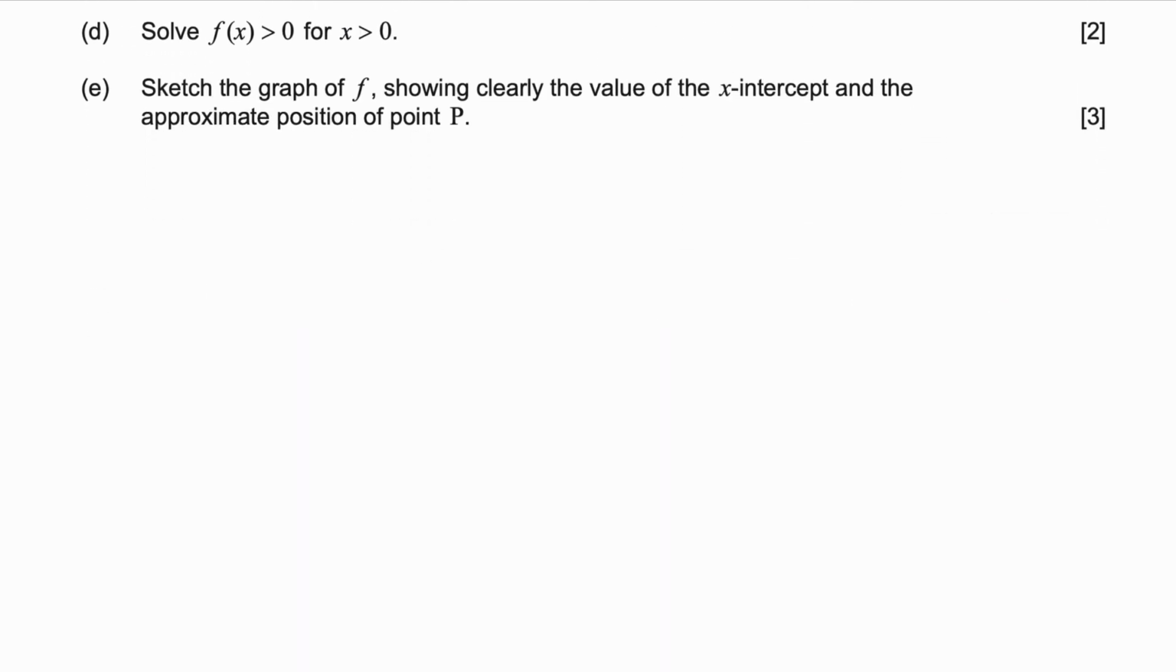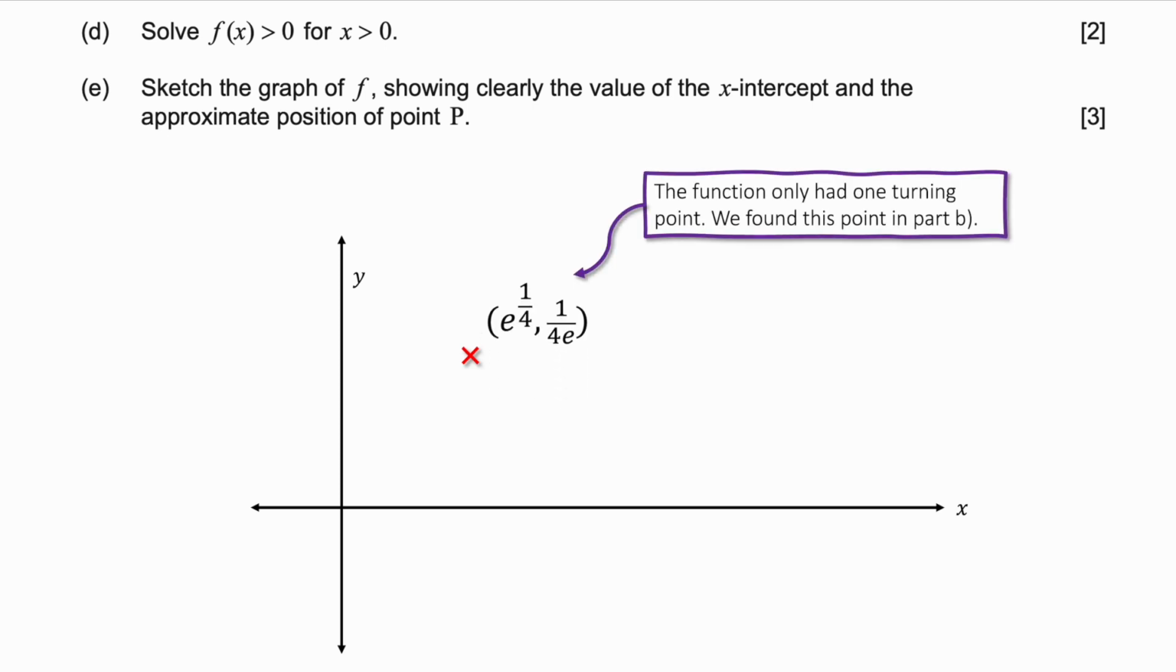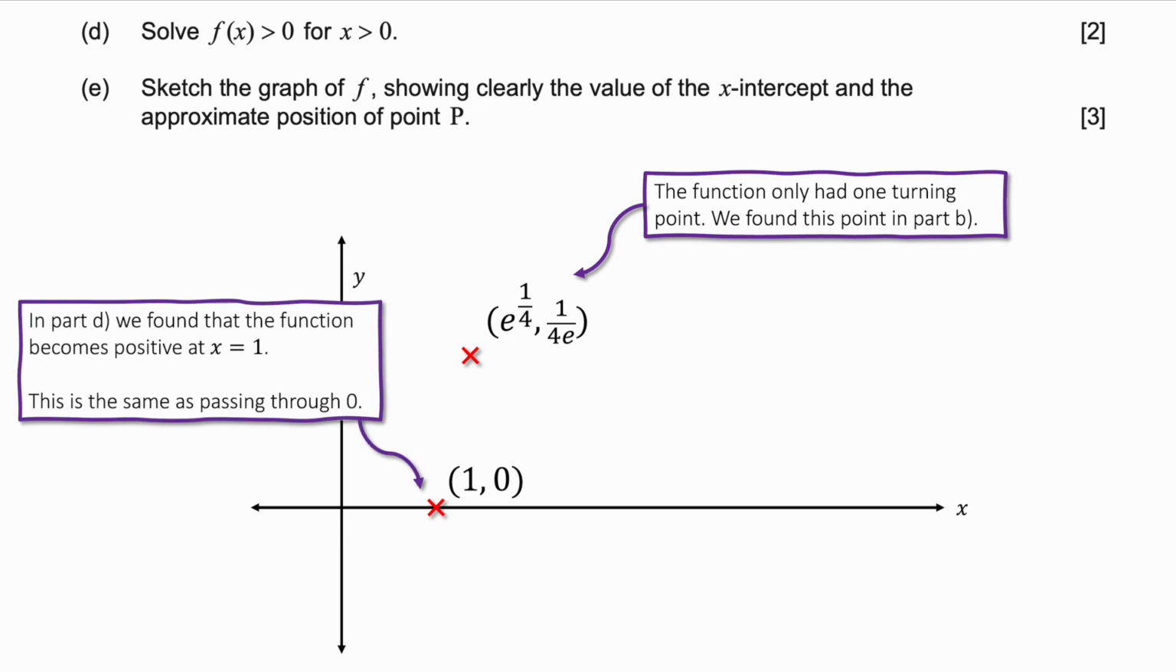Finally, sketch the graph of f showing clearly the value of the x-intercept and the approximate position of p. Okay, so p is about here, and that is e to the power a quarter, 1 over 4e. That's roughly where the maximum is. And you've also got x equals 1 here, where it starts to become positive. So that's (1, 0). This is where the function becomes positive. It stops being negative, it starts being positive, because we found that out in part D.